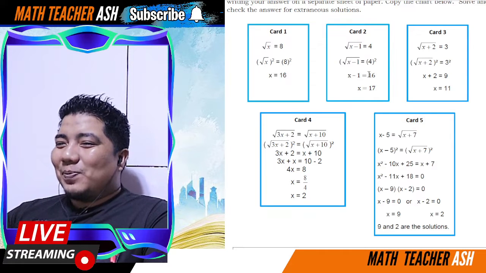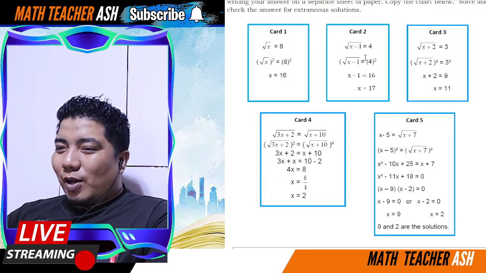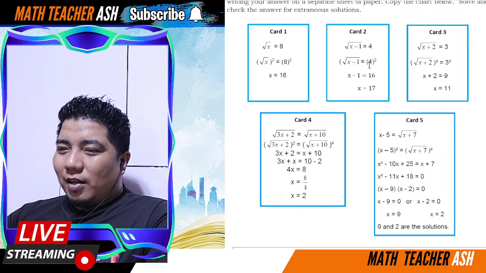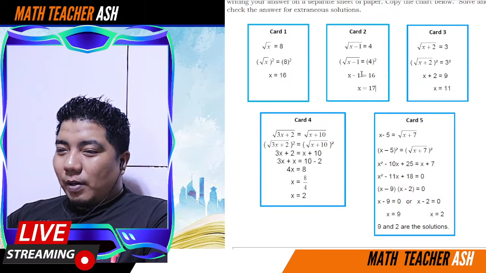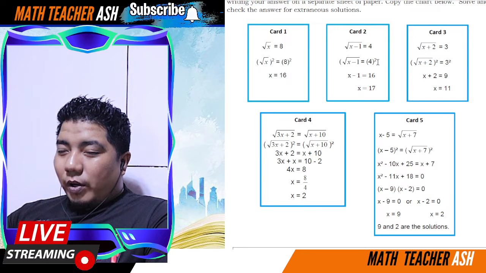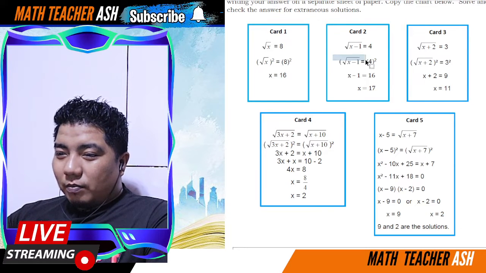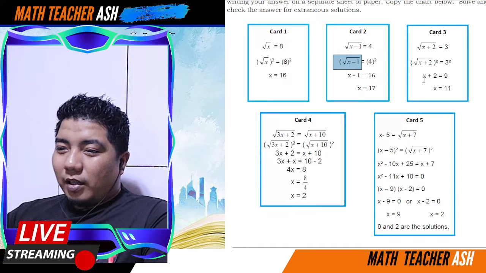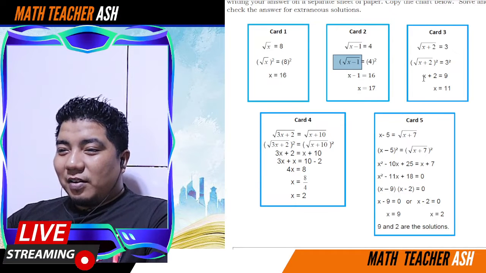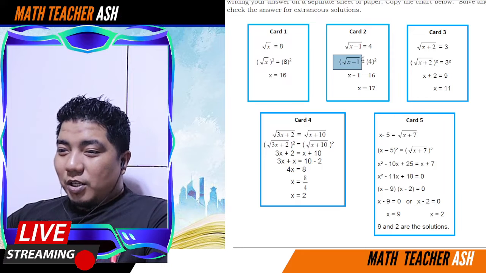Next, card number 2. We have square root of x minus 1 is equal to 4. Square both sides. So, bring down na lang si x minus 1. So, 4 squared. O yan. Okay. 16. Then, lipat sa kabila. So, x is equal to 17. Saan ang mali dito? I think this one. Bakit? Hindi siya nag-squared sa left side. Right? Dapat nag-squared siya. Naglagay. Yan.